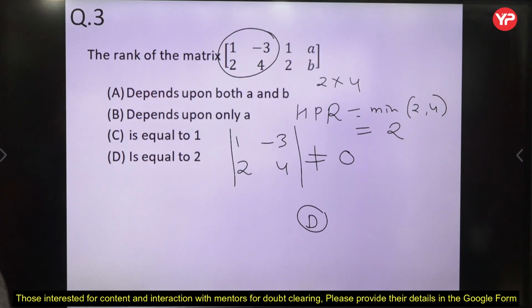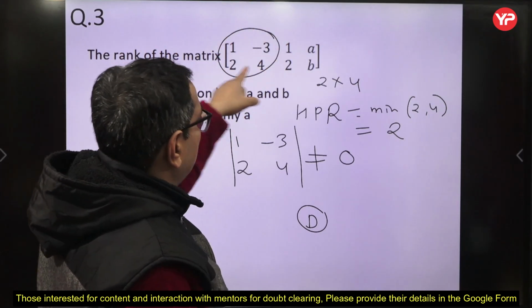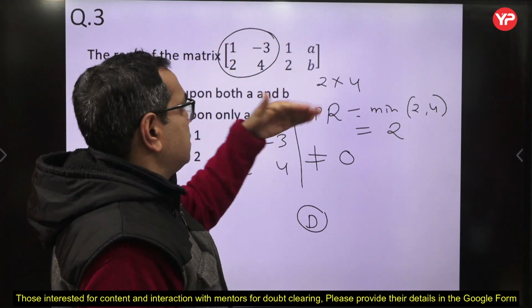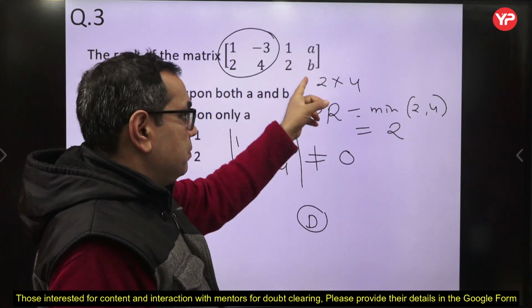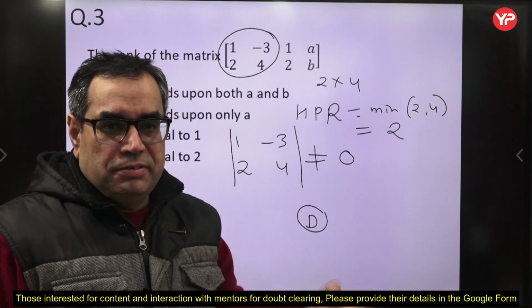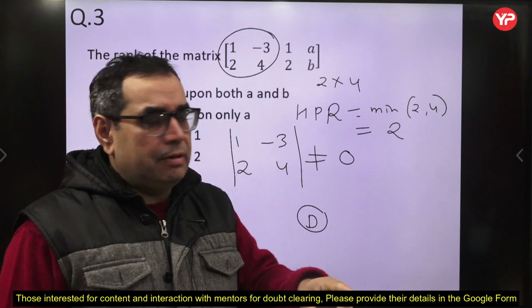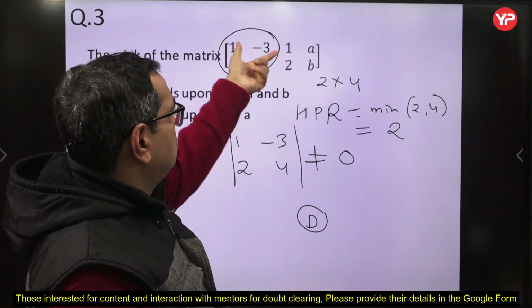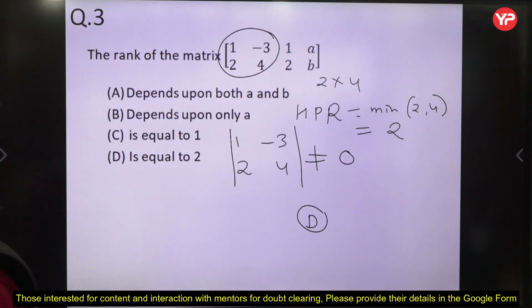Suppose these two rows are proportional. In that case rank will depend upon A and B, because if A and B are also in the same ratio, rank will become 1. If they are not in the same ratio, rank will become 2. So then A and B will decide. But right now, since these two rows are not proportional, obviously rank will be 2. So D will be the answer.